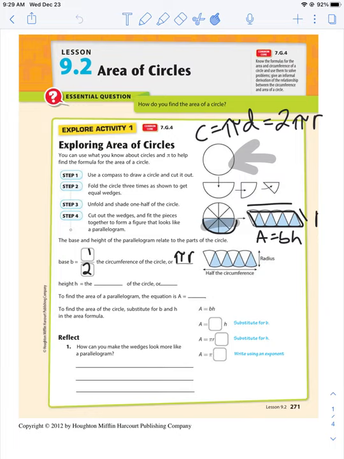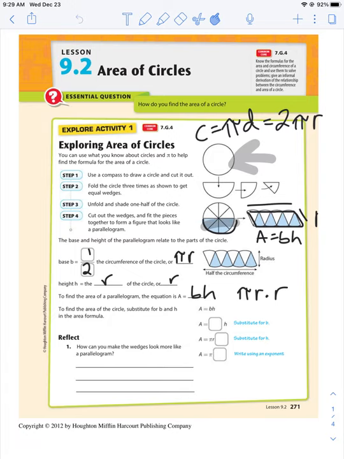All right, and now the height is the radius, because the height is the same as the distance from the outside to the inside of the circle, or from the circle to the center. So the height is the radius of the circle, or r. So to find the area of the parallelogram, we do base times height, which is going to be pi r times r.